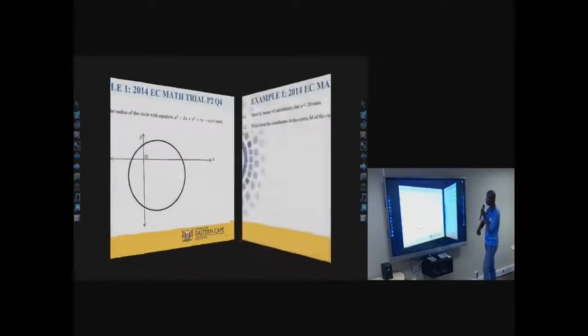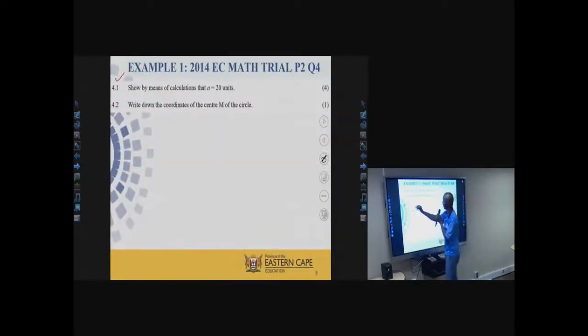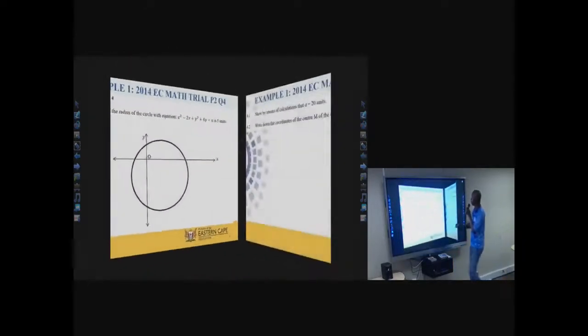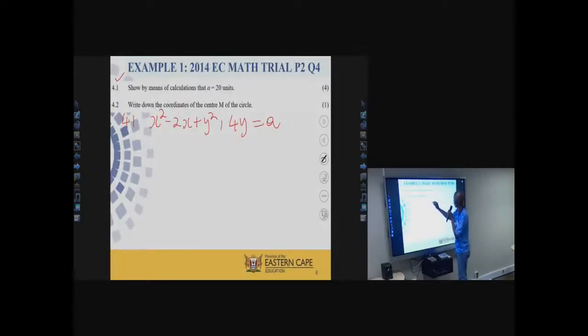I hope I will be able to remember that we are answering 4.1 now. But it is x squared, I think it was minus 2x plus y squared. I'm not sure if it's plus or minus 4y, and then it is equal to a. Let me just double check. It's positive 4y, so it's plus 4y. So there is the equation.